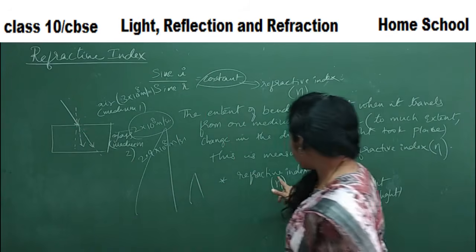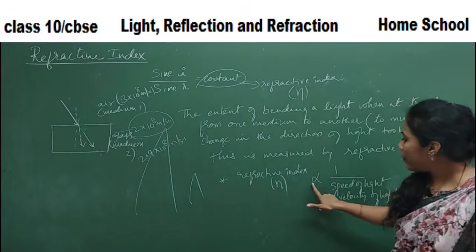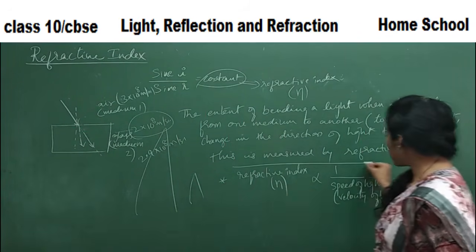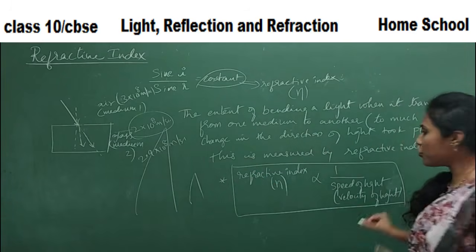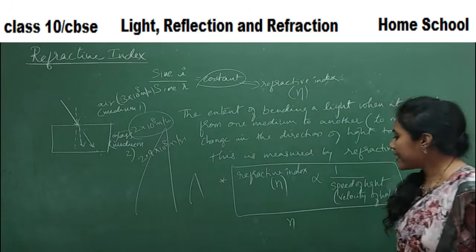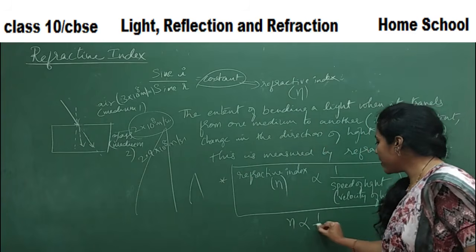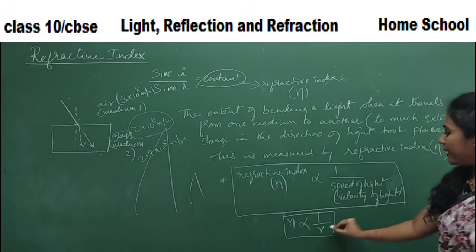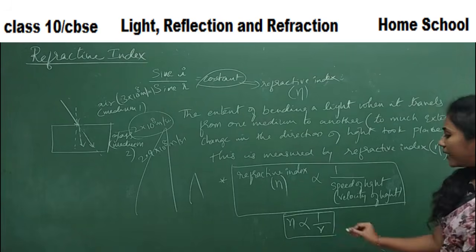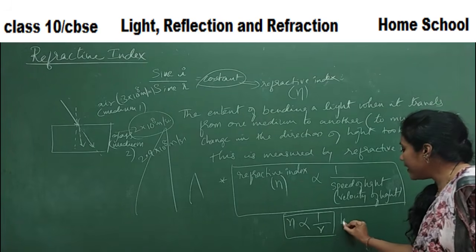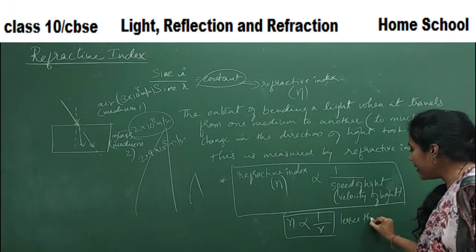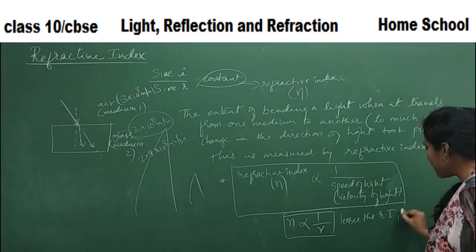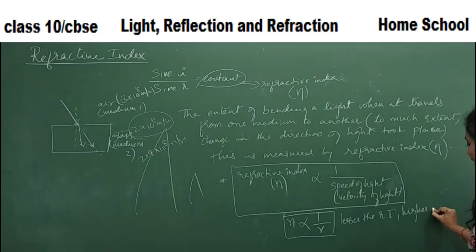That's the reason I have written here that refractive index is inversely proportional to speed of light. This you should remember, guys. Refractive index is n, and n is inversely proportional to speed of light. Speed of light is always indicated with the letter v. What I can write is: lesser the refractive index, higher is the speed of light.